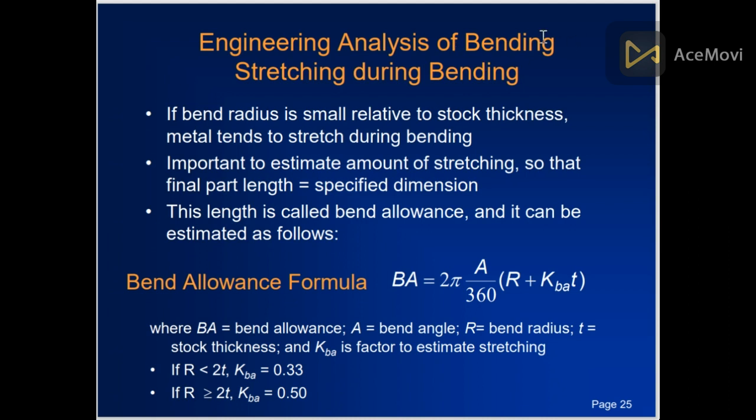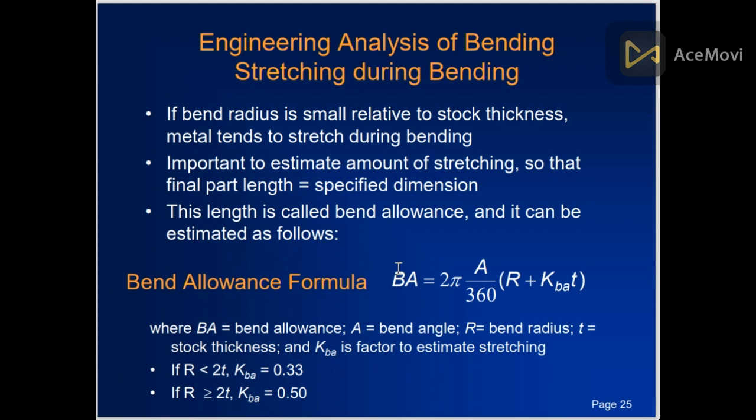Engineering analysis of bending: stretching during bending. If the bend radius is small relative to the stock thickness, the metal tends to stretch during bending. It is important to estimate the amount of stretching so that the final part length is equal to the required specified dimensions. This length is called the bend allowance, and it can be estimated as follows.